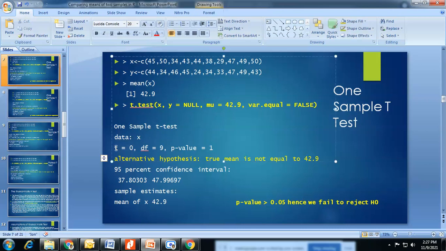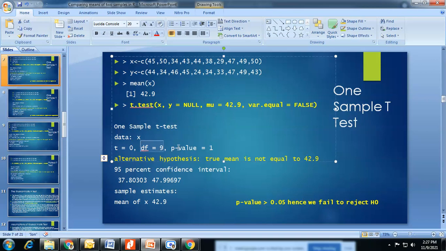In this case, the t value is 0, then df is degree of freedom. What is degree of freedom? Here it is 9. Why 9? Because degree of freedom is n minus 1, where n is the number of observations. In this variable x, how many observations are there? 10. So n minus 1 is 10 minus 1, that is 9.